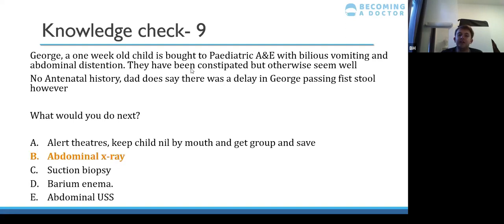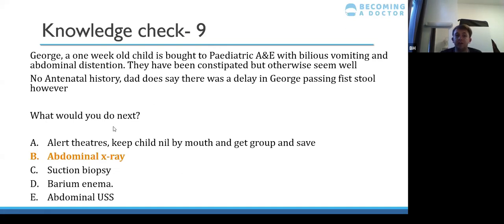The answer would be an abdominal X-ray. As I said earlier, pay attention to the question. This is what you would do next. If it was what is the best investigation for Hirschsprung's, this is a very classic scenario: 1 week old, bilious vomiting, distended abdomen with some kind of obstruction that's lower down, and they haven't passed the first stool. So we're thinking it could be meconium ileus, or more commonly Hirschsprung's disease.